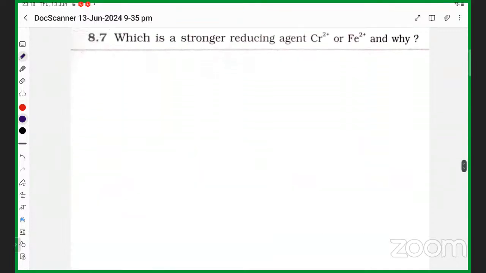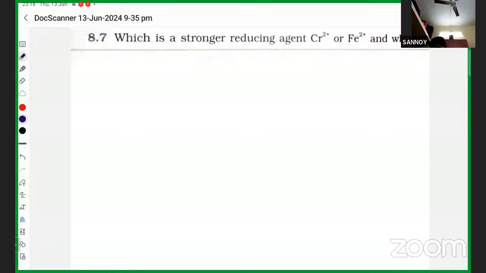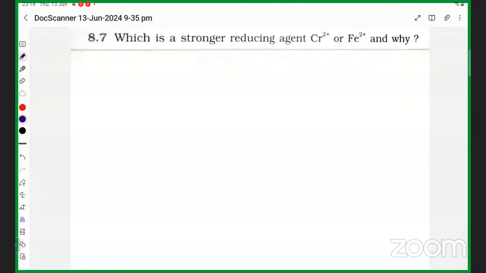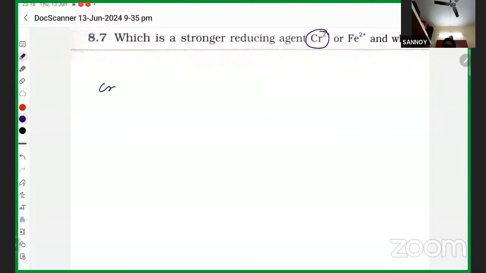Which is the stronger reducing agent, Cr2+ or Fe2+? Cr2+ is the correct answer. Reason: more negative E naught for M2+/M.